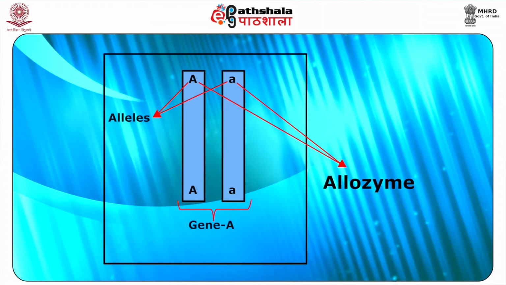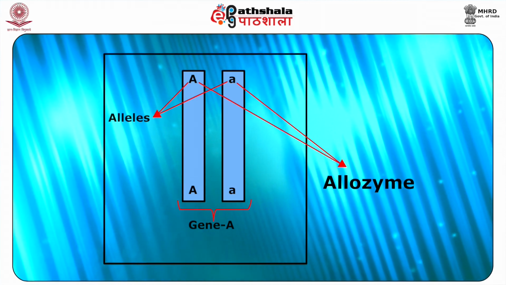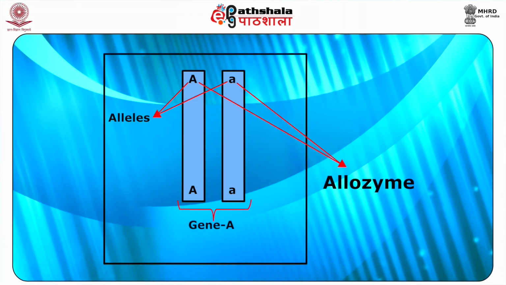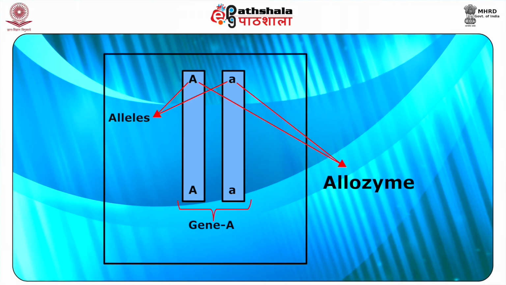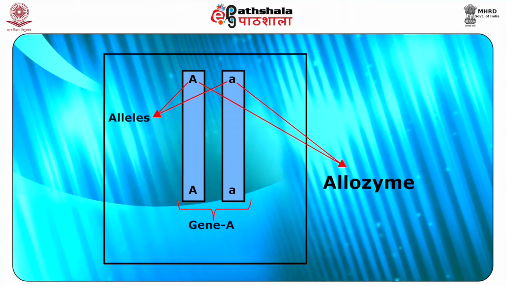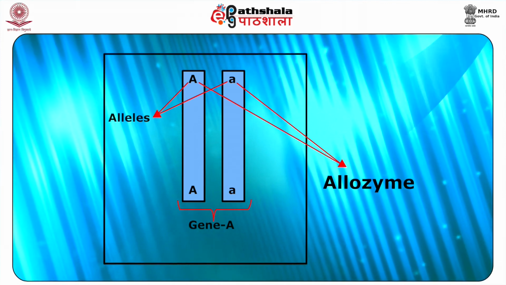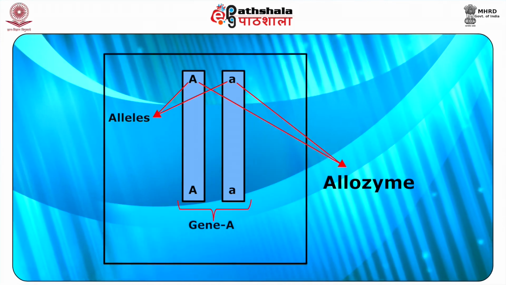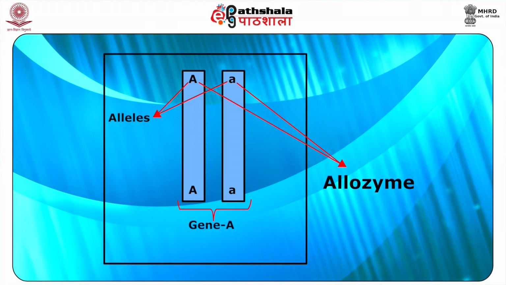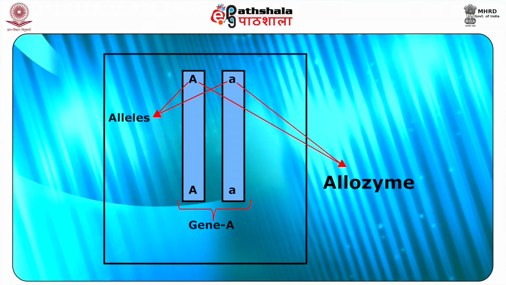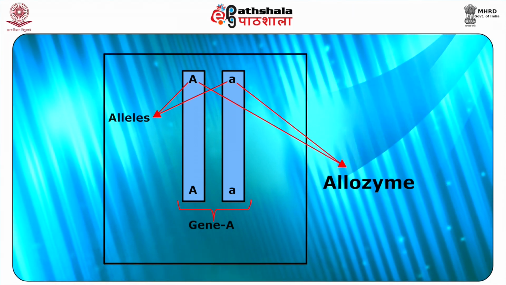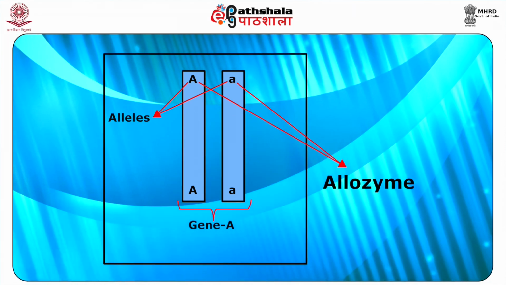Allozymes are variant forms of an enzyme that are coded by different alleles at the same locus. These are opposed to isoenzymes, which are enzymes that perform the same function but which are coded by genes located at different loci. They can be distinguished by electrophoresis.